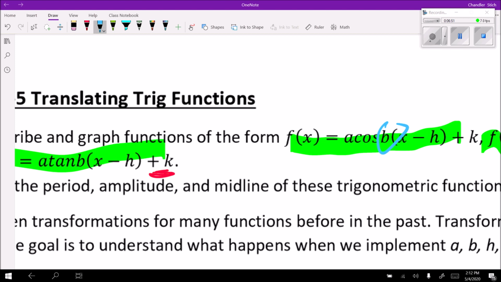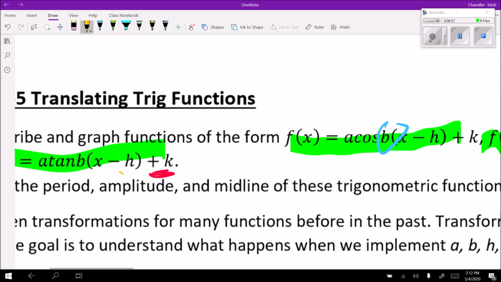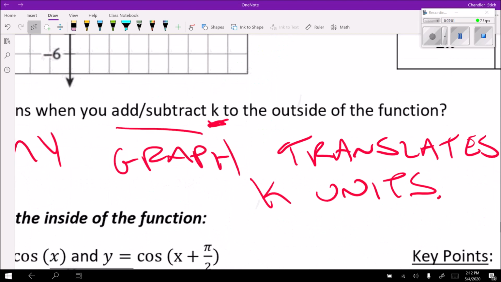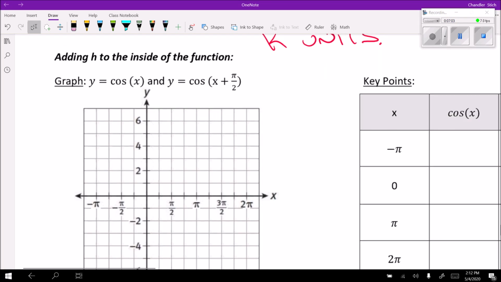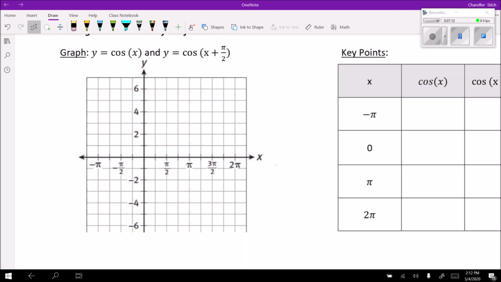H we'll do in, I don't know, we can do it in yellow, I guess. H is on the inside, so subtracting h on the inside, let's see what happens. We're going to look at the cosine function this time. So, again, their behavior is very similar. It's just, you know, we're incorporating sine and cosine interchangeably here.